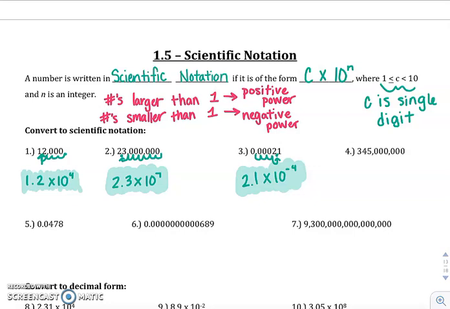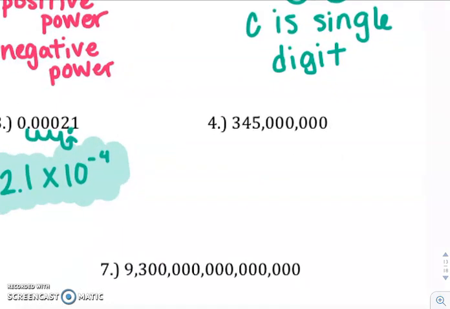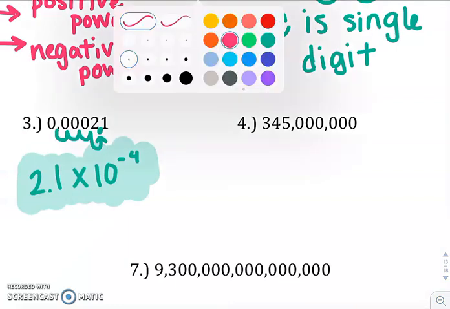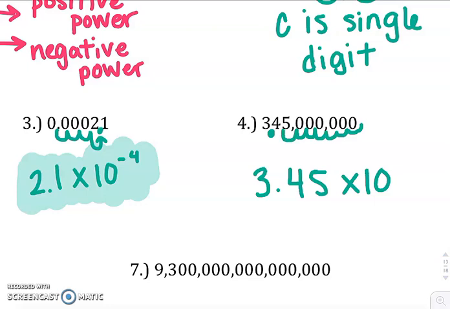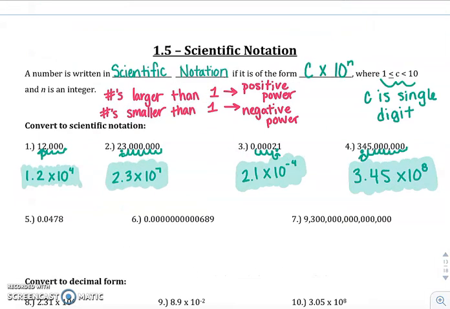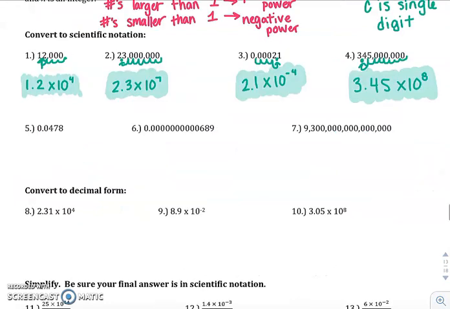Numbers smaller than 1 should have 10 to some negative power. So for number 4, we're still going to move that decimal value right behind that first number. So we want this to be 3.45 times 10 to some power. What power specifically? Well, let's count from the end. 1, 2, 3, 4, 5, 6, 7, 8. So 10 to the 8th. 3.45 times 10 to the 8th.